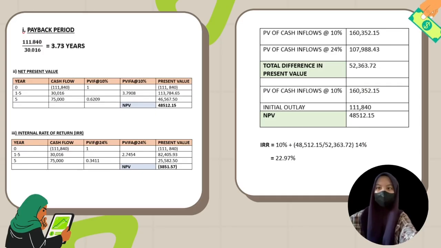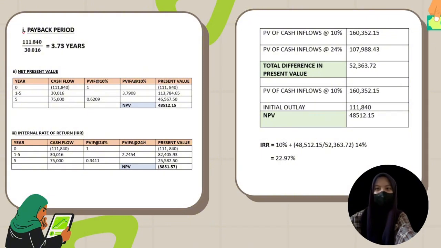In this case, we have the same amount of cash flow every year. The payback period can be calculated by taking the initial outlay 111,840 divided by the annual cash flow 30,016, resulting in 3.73 years.